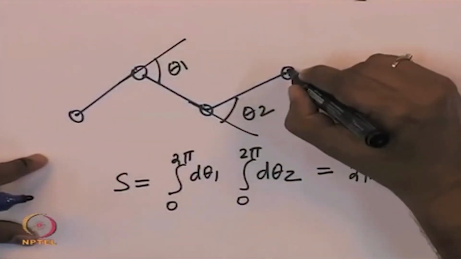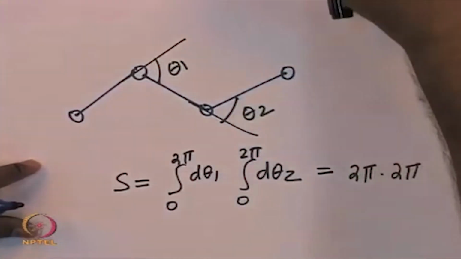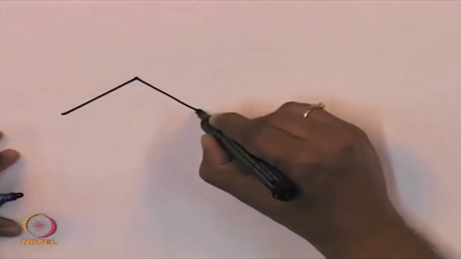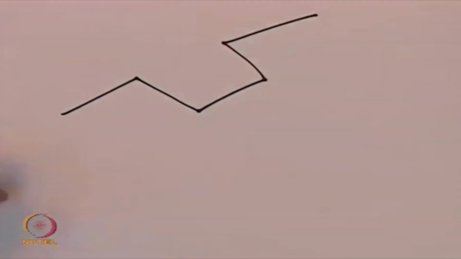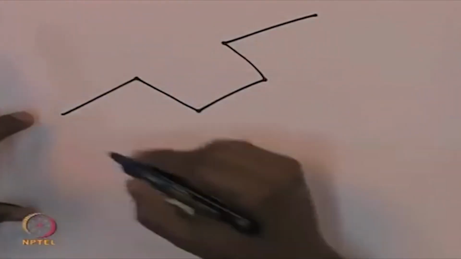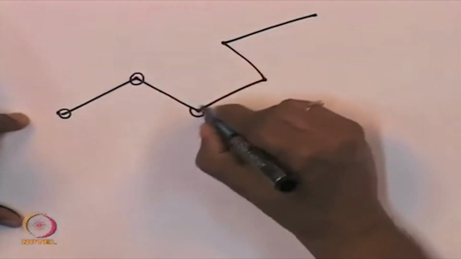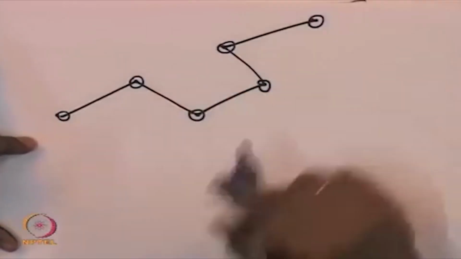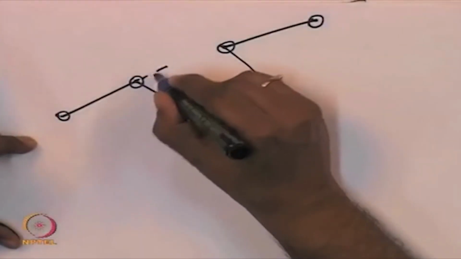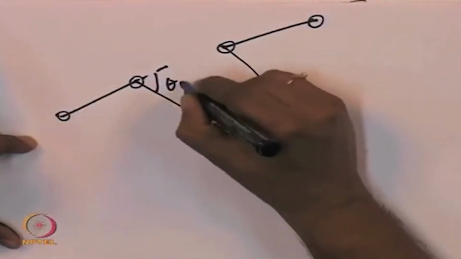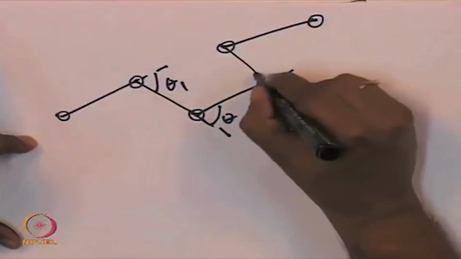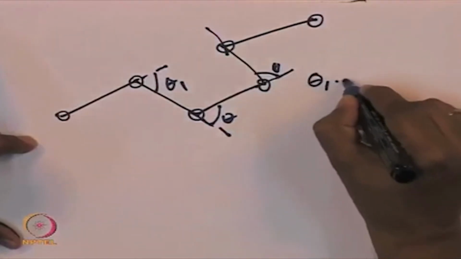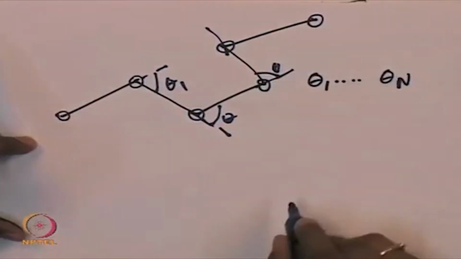So, we can generalize this to n such angles. We can draw more lines. We can now think of one protein molecule which has n such bonds. So, this is n plus 1 atoms connected by bonds. Each of these angles, let us say theta 1, theta 2, theta 3, and so on and so forth. So, there will be n angles, theta 1 up to theta n.